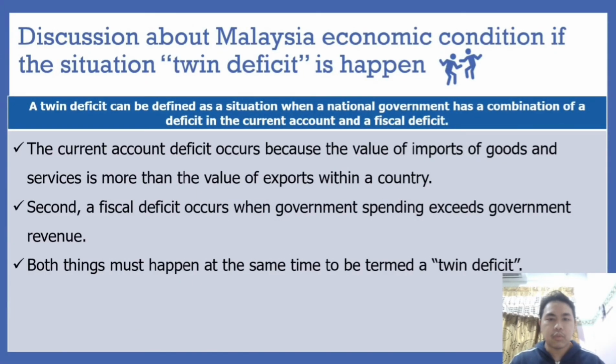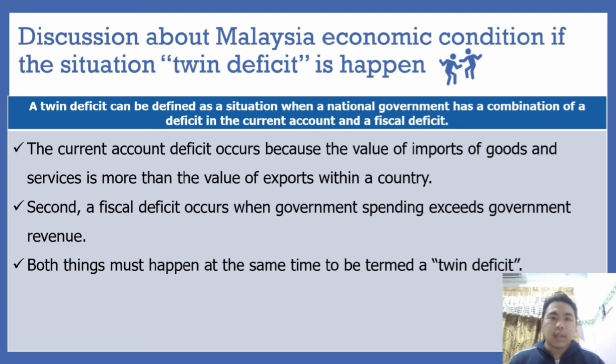I will proceed with question number 3. So question number 3 is a discussion about the Malaysian economic condition if the twin deficit situation happens. Okay, first of all, I will tell you the definition of twin deficit. A twin deficit can be defined as a situation when a national government has a combination of a deficit in the current account and a fiscal deficit.